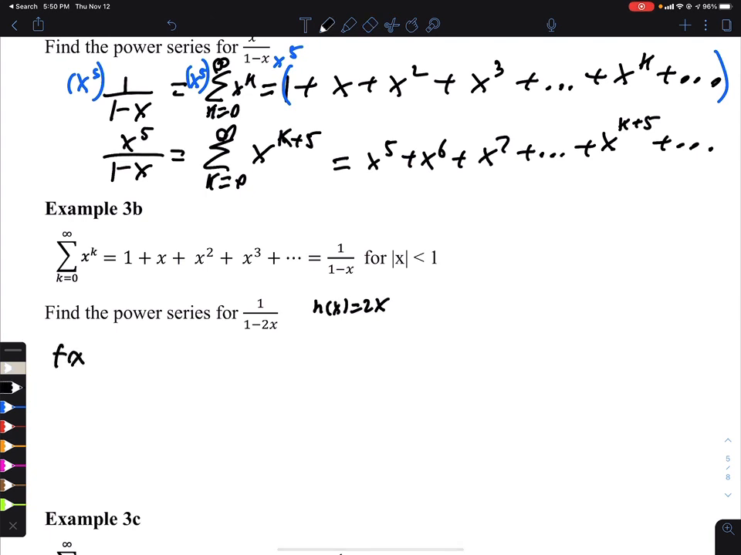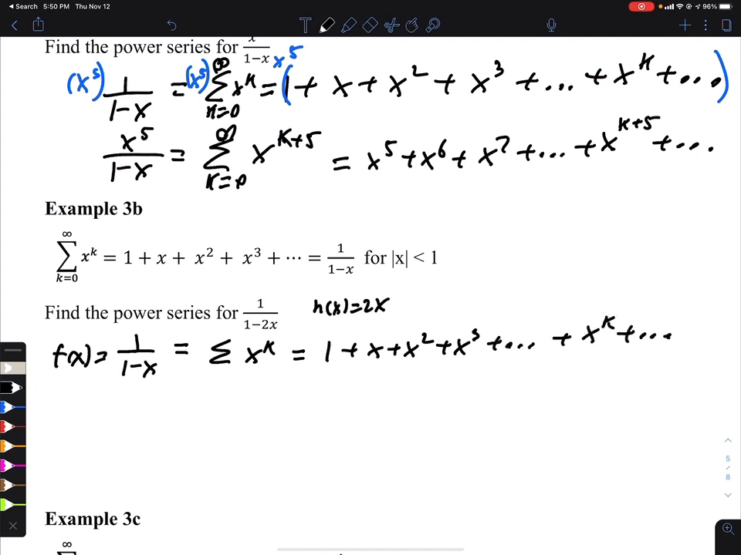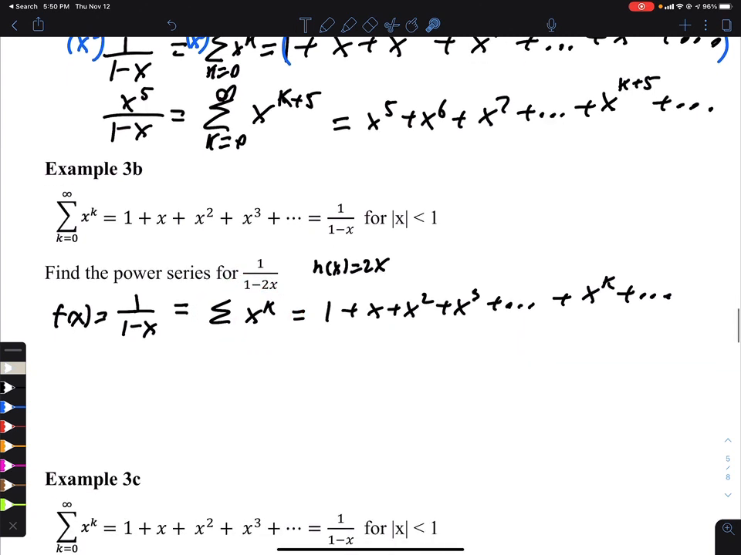So f of x is 1 over 1 minus x. And then the series for that is the sum of x to the k, which is 1 plus x plus x squared plus x cubed plus dot dot dot plus x to the k plus dot dot dot. Now make sure you're comfortable with summation notation, why you get this series from this. But here's what we're going to do next.